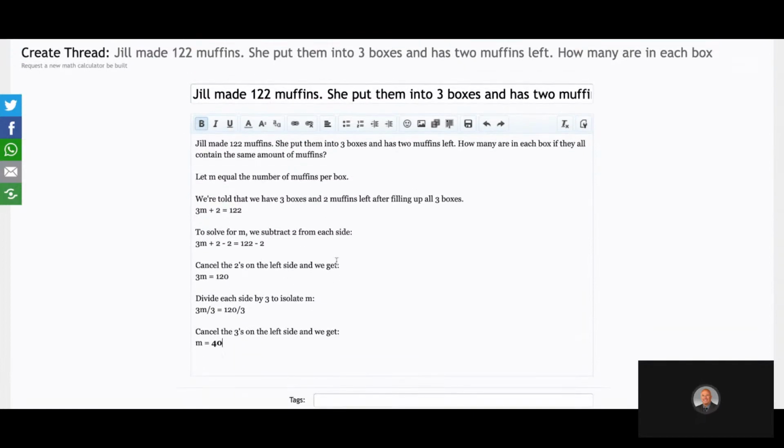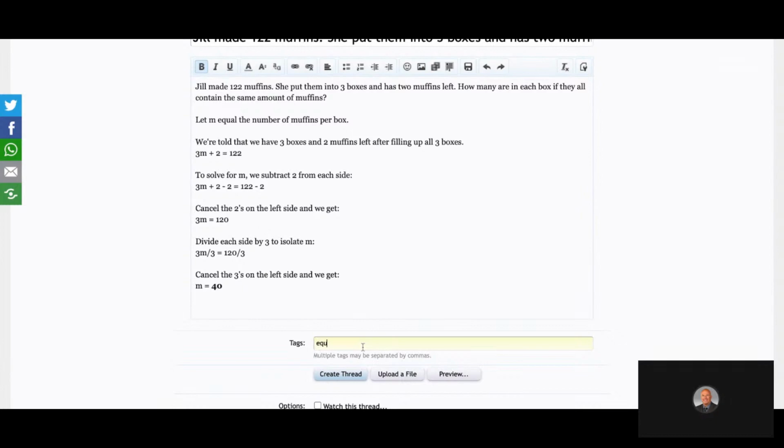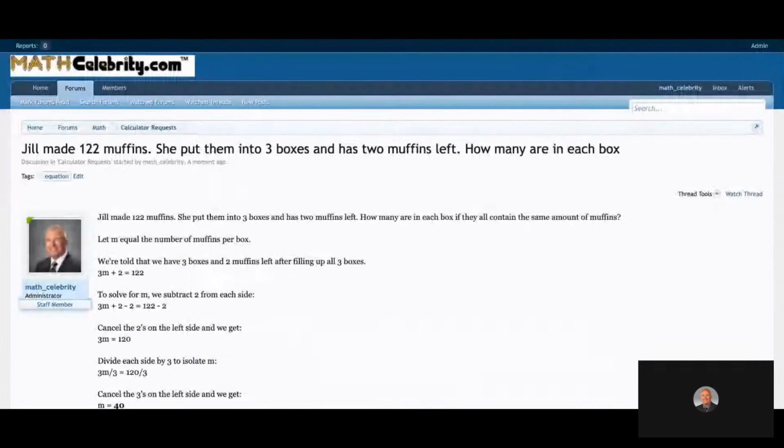So that's it. It was just a matter of writing this out as quantity equals amount per box times number of boxes. Add on the leftover and you get your total. So we'll put equation, and that one is done. All right, moving on.